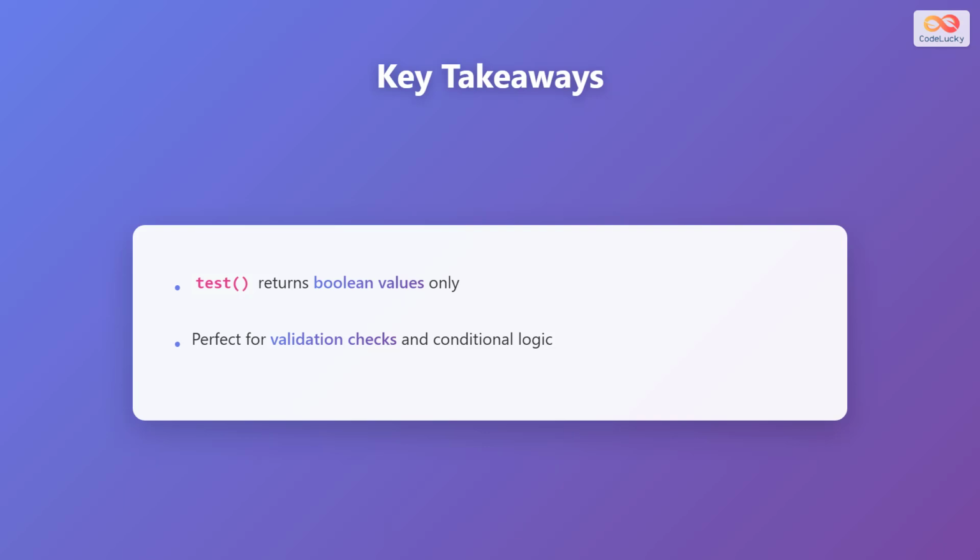Here are the key takeaways from this video. The test method returns Boolean values only, which is either true or false. The test method is perfect for validation checks and conditional logic. Understanding these points will help you effectively use the test method in your JavaScript projects.